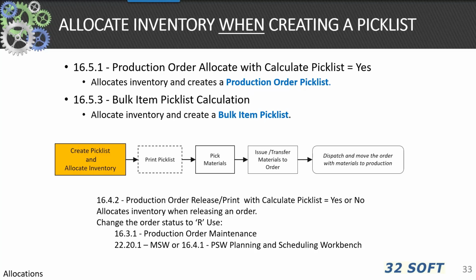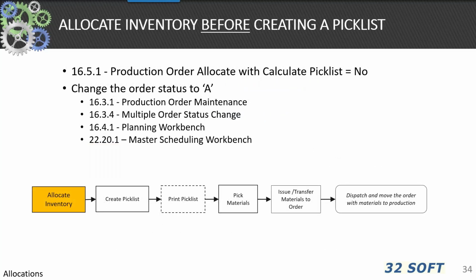Or you might want to use 16.5.3 bulk item pick list calculation. This will allocate inventory and create a bulk item pick list. Or you may want to allocate inventory before creating the pick list. In this case, you might use the 16.5.1 production order allocate with the calculate pick list set to no. You could then change the status to A and manipulate the allocations in 16.3.1 or 16.4.3 or 16.4.25.